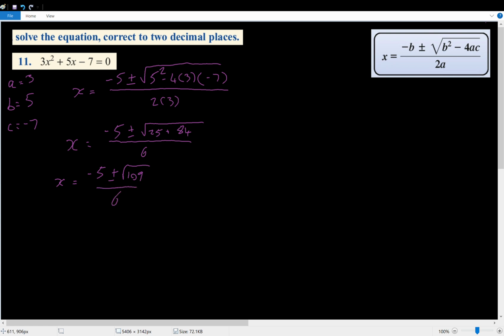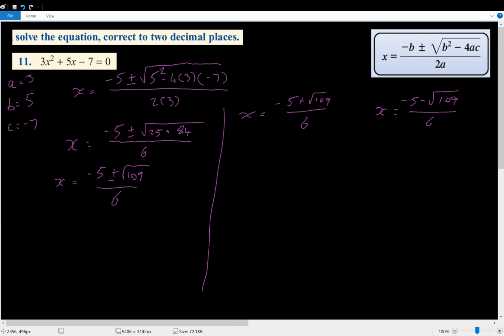Now at this point we can go to our calculator, but we've got to split this up into one with plus and one with minus. So I'll do that over here. We get x equals minus 5 plus root 109 all over 6, and x equals minus 5 minus root 109 all over 6.